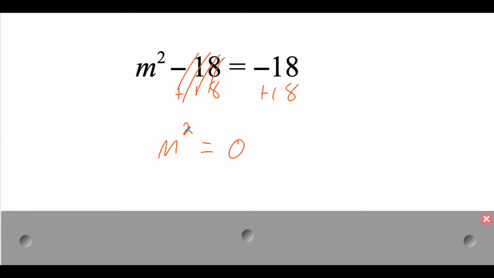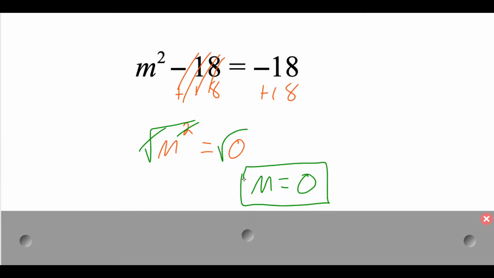But I still want to get rid of that squared power, so I need to square root both sides. So on the left-hand side, the squared and the square root cancel each other out. So I get m equals. Now, as far as square rooting 0, the only number that if you multiply it by itself to get 0 as your answer, the only thing that works there is 0. So our answer this time is m equals 0.